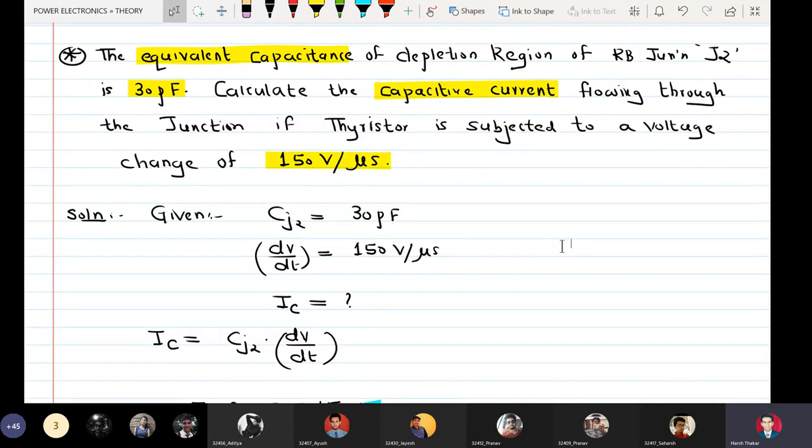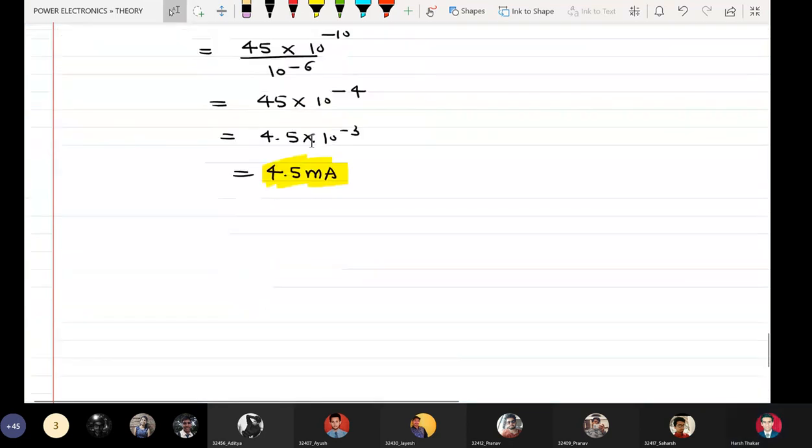So we have one more numerical to solve, because as such I was planning to discuss the two transistor analogy of an SCR, but that topic takes about 25 minutes, so we don't have time today. So we can spend time to solve one more numerical.